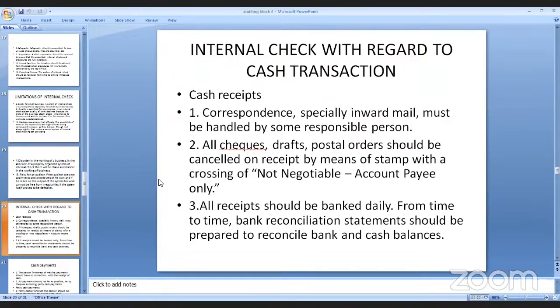And next, all receipts should be banked daily. See, daily receipts must be banked. The transaction must be done with the bankers immediately, from time to time, so that it will reflect in the bank reconciliation statement in order to prepare the cash balances. Okay. Next concept we will discuss.